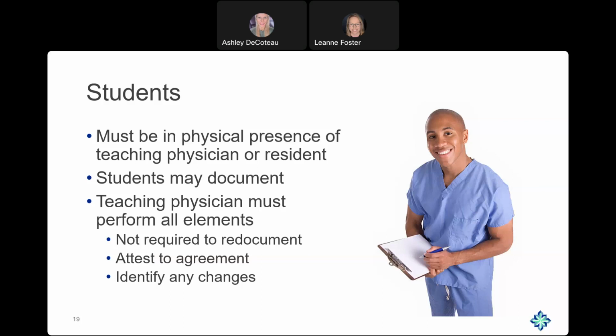Students may document services in the medical record. However, the teaching physician must perform or re-perform all elements of the service and verify the information documented by the student. Now, the teaching physician does not have to redocument what the student has documented, but must attest to their agreement and identify any changes made. So it needs to be clear to a clinical reviewer that the teaching physician has performed all elements of that service.